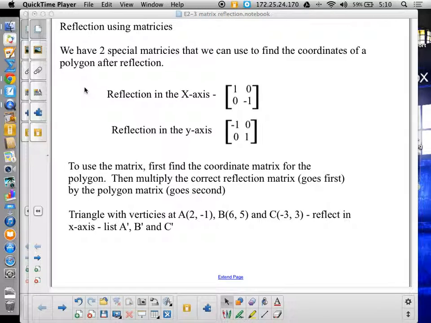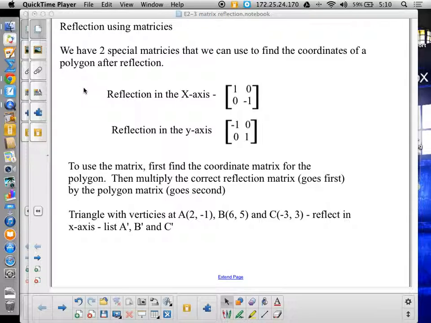Today we're going to use matrices to do reflections. Now we are going to limit things quite a bit because we need to keep it relatively simple. So we're going to limit ourselves to reflections in the x-axis and the y-axis here. We aren't going to worry about reflecting in the line y equals x or y equals negative x or in the line x equals 3 or anything like that. We're going to really try to keep it focused on two things.